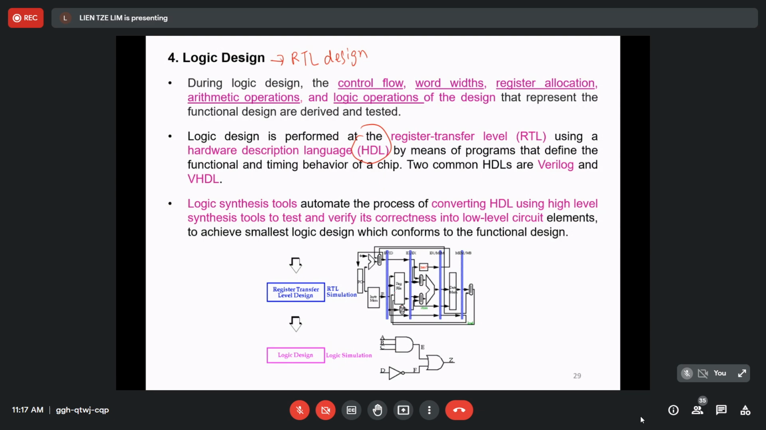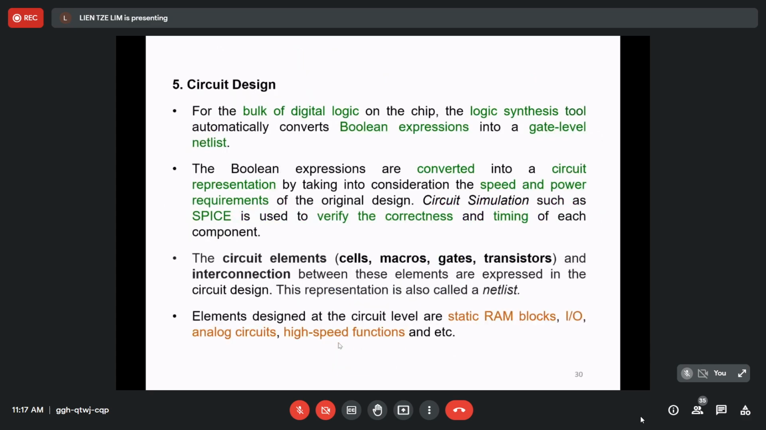Okay, so after we verify it, this is RTL simulations, and then followed by the logic simulations. Then after that, the next design step is to verify the circuit at a circuit level.